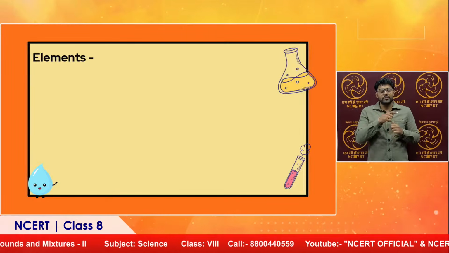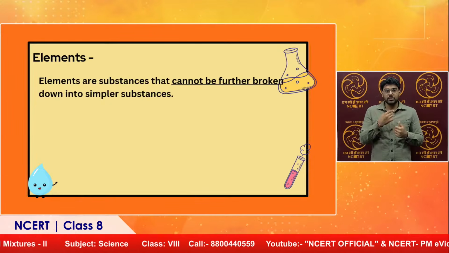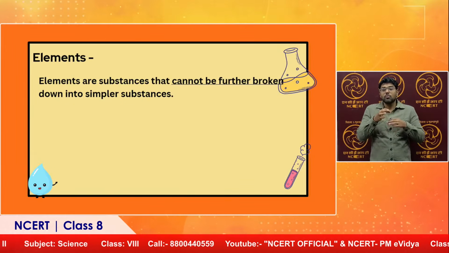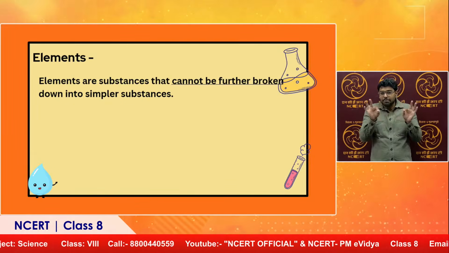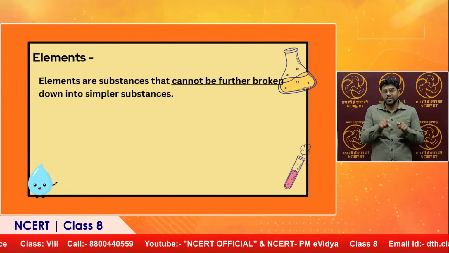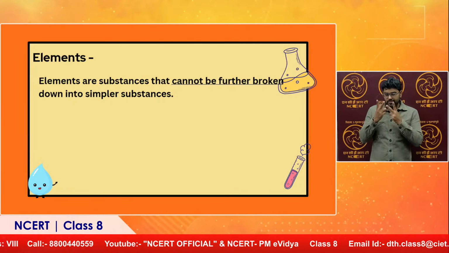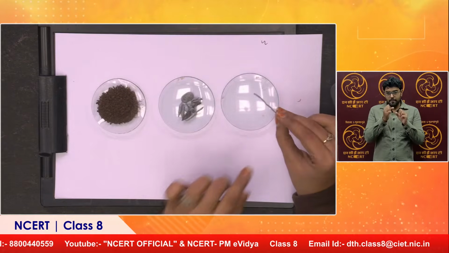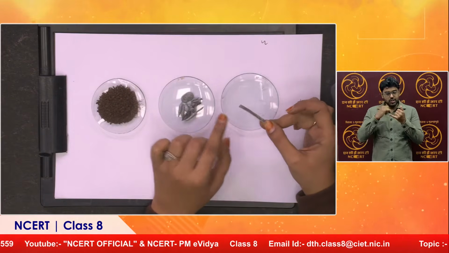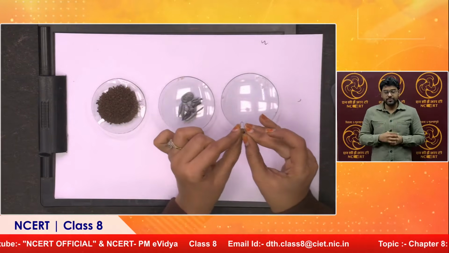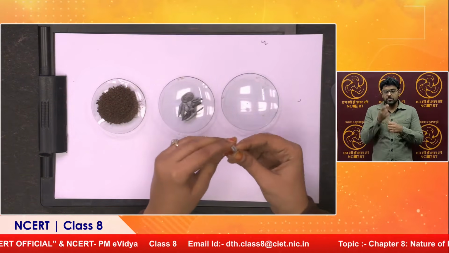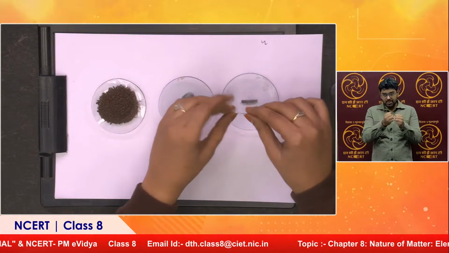So then if I want to ask for the definition of elements, what are elements? Elements are the substances that cannot be further broken down into simpler substances. Now coming back again to the examples that we have taken over here. This is magnesium ribbon. If I even try to break it, it will break because it is malleable also and thin.